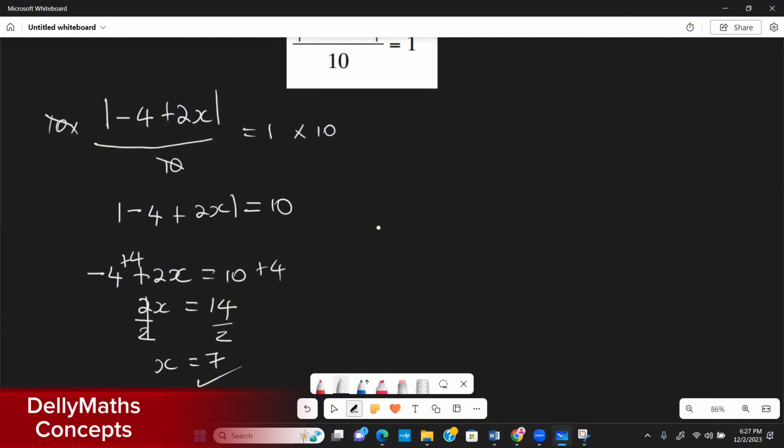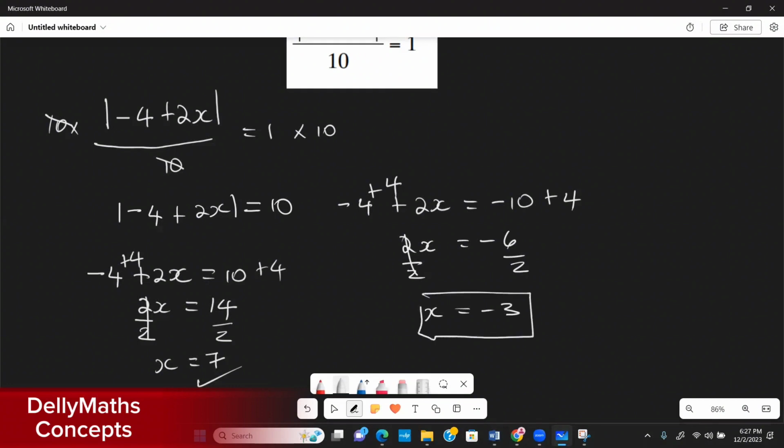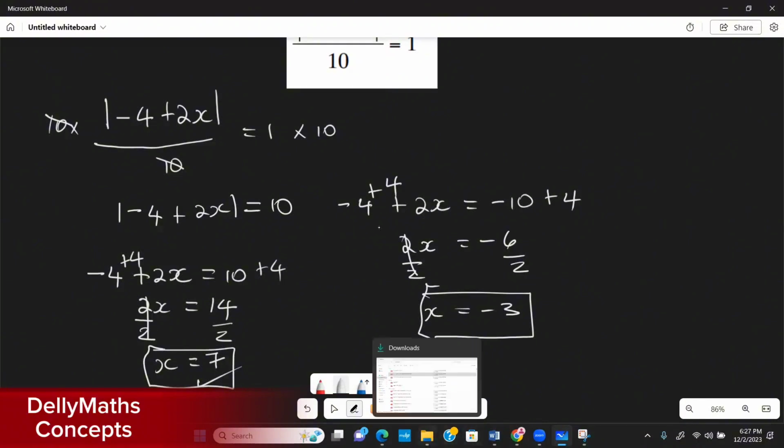In the second instance, we're going to take -4 plus 2x, and we're going to let that equal -10. The procedure remains the same. We're going to be adding 4 to both sides to isolate the x. So 2x is now equal to -6. Then we divide both sides by 2. x is equal to -3. So the solutions are as follows: x is equal to 7, as well as x is equal to -3.